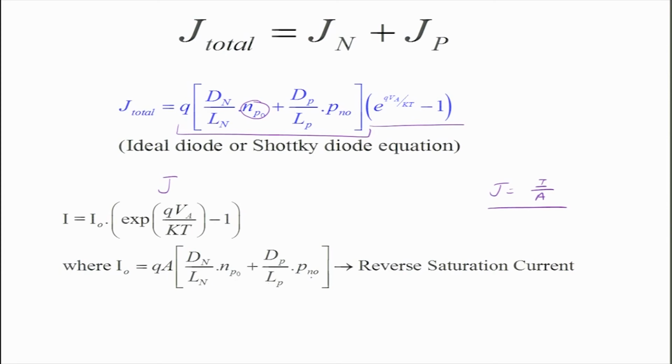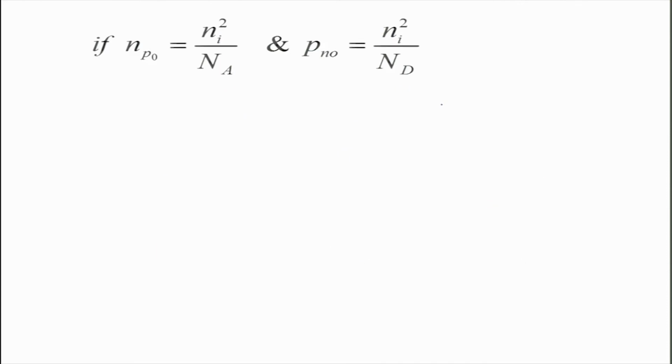This is the reverse saturation current that you get at negative bias, not zero bias. When the voltage is very negative, the exponential goes to 0, so the bracket becomes minus 1. What you get on the other side is minus I naught. So this is what we basically get.